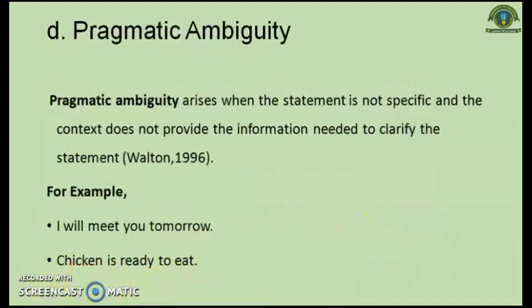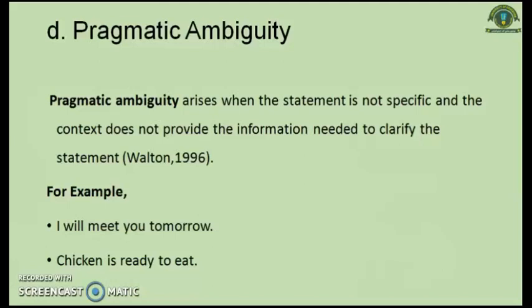Now here I want to discuss pragmatic ambiguity. According to Bolton in 1996, when the statement is not specific and the context does not provide the information needed to clarify the statement, then we say that there exists a pragmatic ambiguity. Here I remember the quote of Dr. Weiss in 2005. He said that pragmatic ambiguity occurs in the socio-cultural and contextual conditions that affect the appropriate use of language in communication.